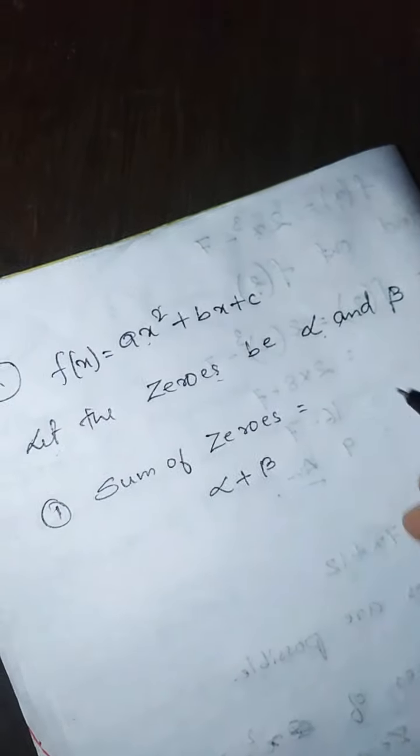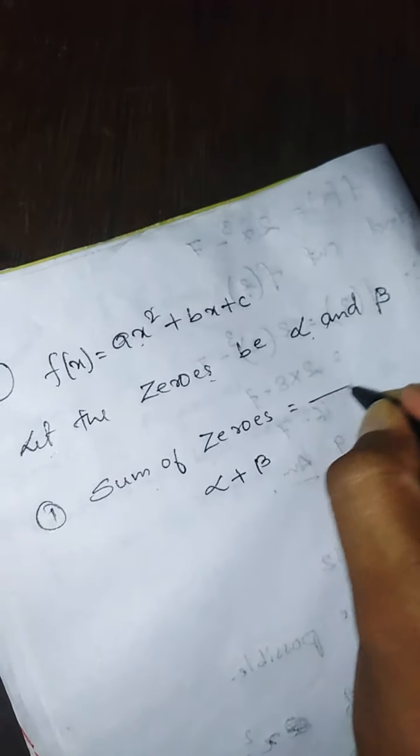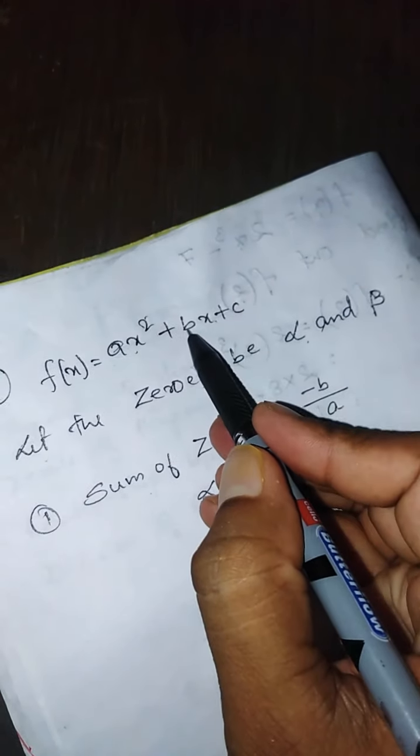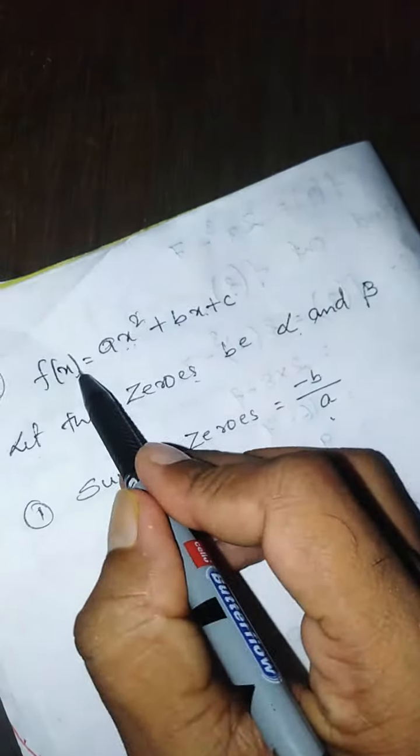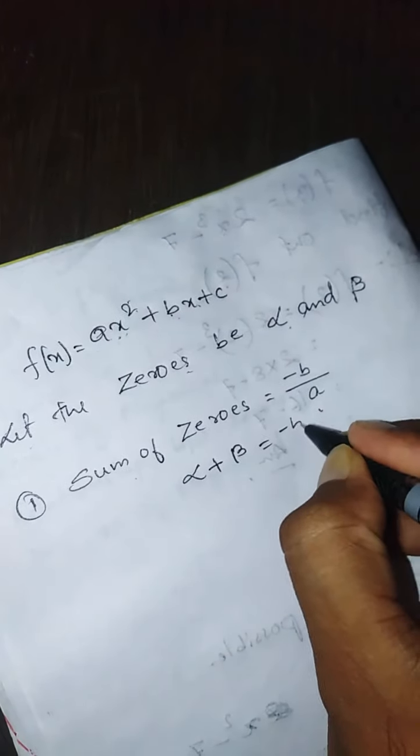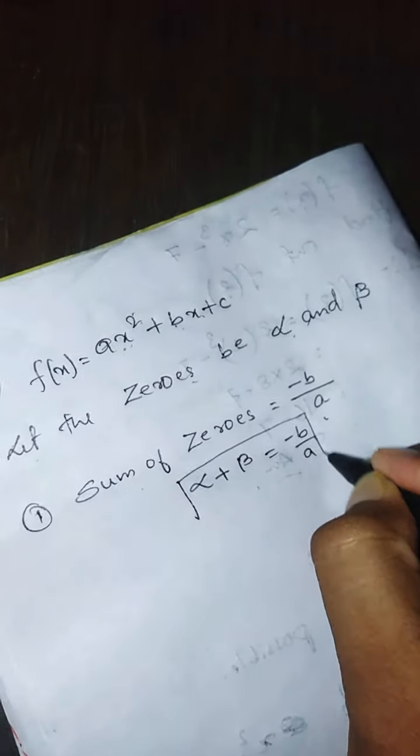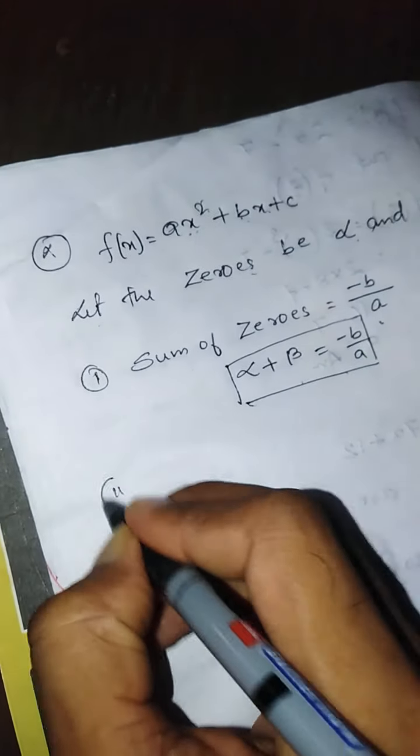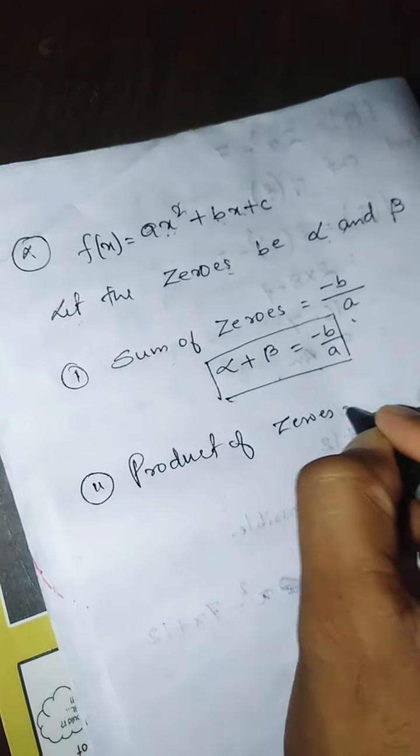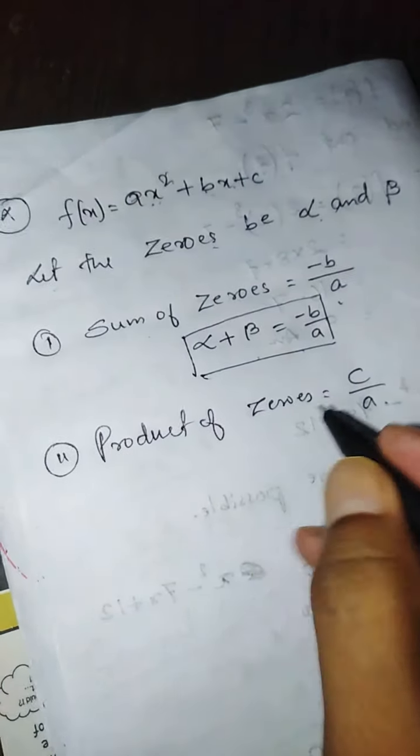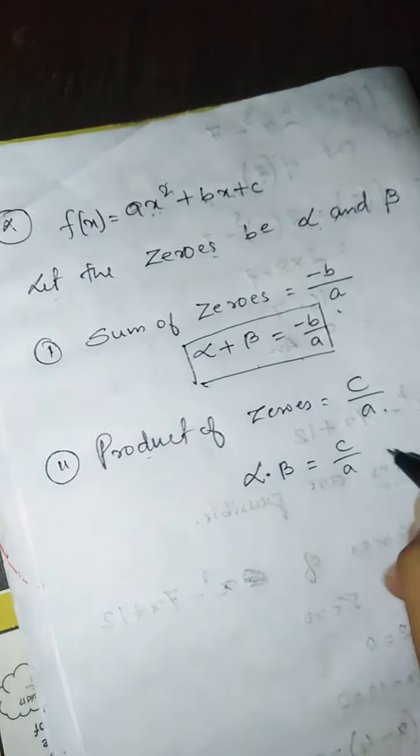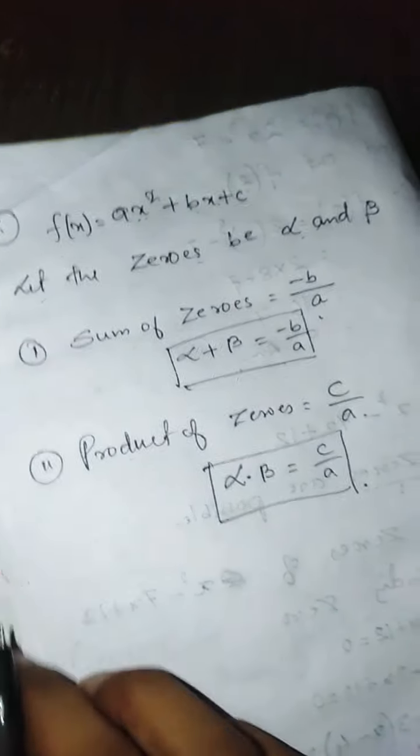Alpha plus beta. And there is one formula to find the sum of zeros, that is minus b by a. Minus b means coefficient of x, and a means coefficient of x square. Whatever number will be there, you have to put that value here. So sum of zeros will become minus b by a. This is your first formula. Similarly, point number 2, that is your product of zeros, that is equal to c by a. So what are our zeros? Our zeros are alpha and beta, and the product we are asking, so alpha into beta equal to c by a. These two formulas you have to memorize.